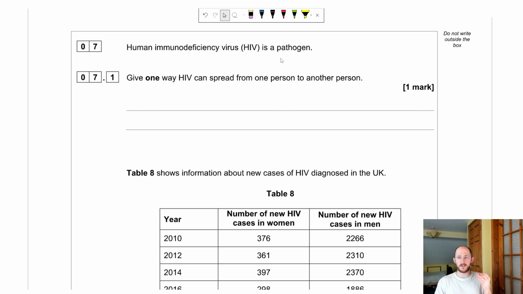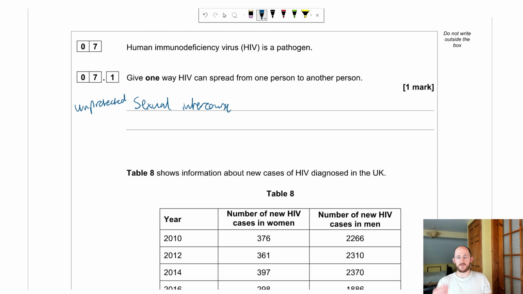So we have HIV is a pathogen. Give one way HIV can spread. Hopefully this is a bit general knowledge, but HIV is sexually transmitted. So you can just say sexual intercourse. So why does it say one way? Well, I should say, unprotected sexual intercourse, technically.